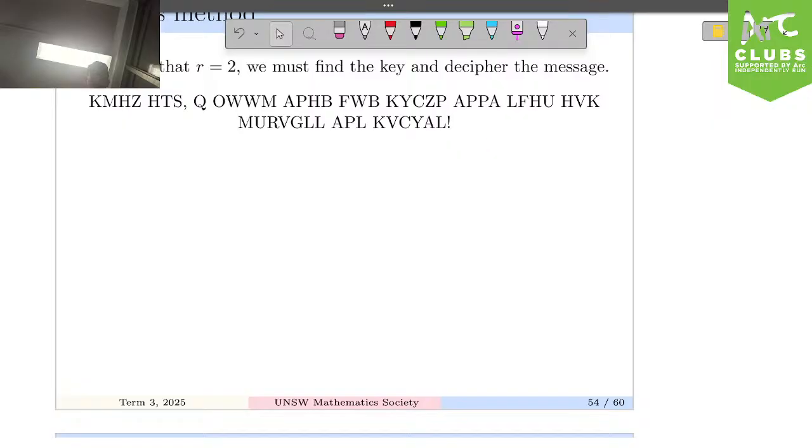Well, what I would usually do, and in years past, is go to an online calculator and try a bunch of keys. I can't do that this time. So here's a method that you can try. We know it's a block length, we know the code word is length 2. So that means there's going to be 2 Caesar ciphers. What I'm going to do is write my code word as KMHZ HTSQOWW, and I'm putting even letters on the top row and odd letters on the bottom row.